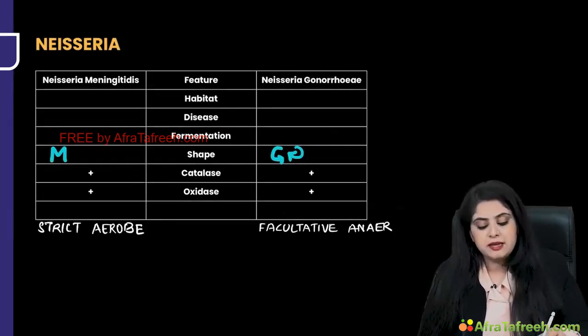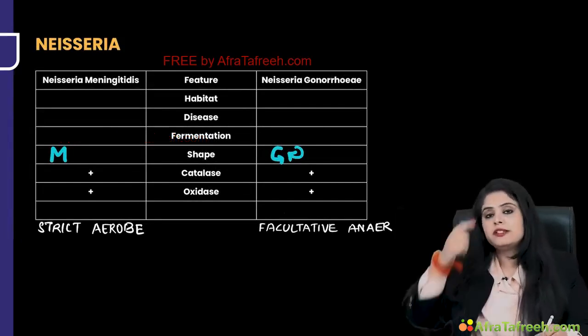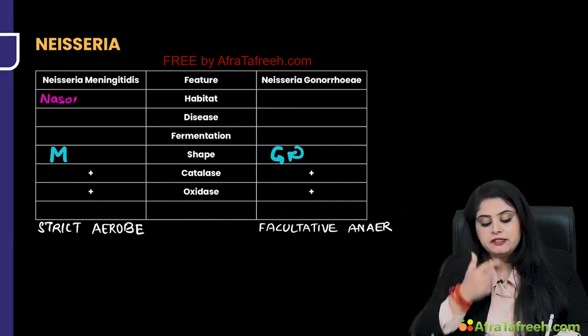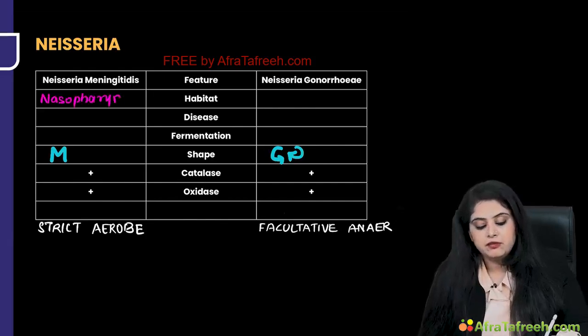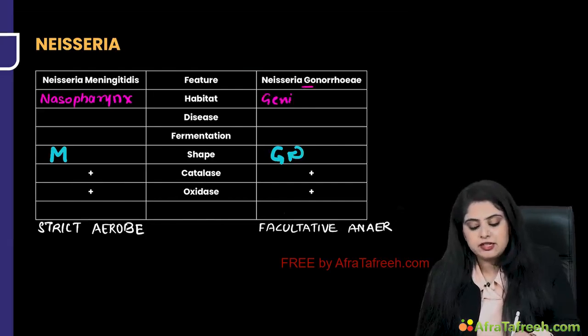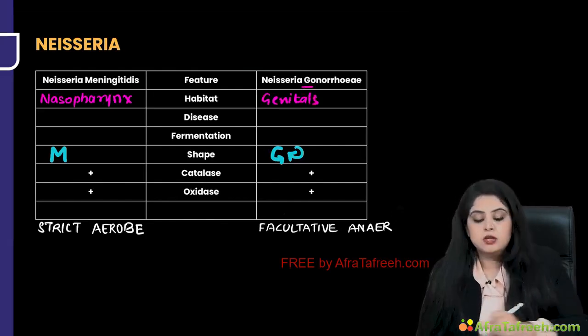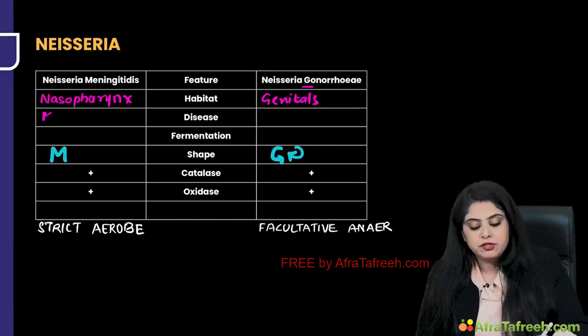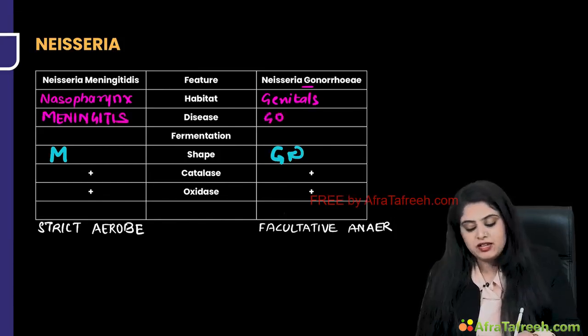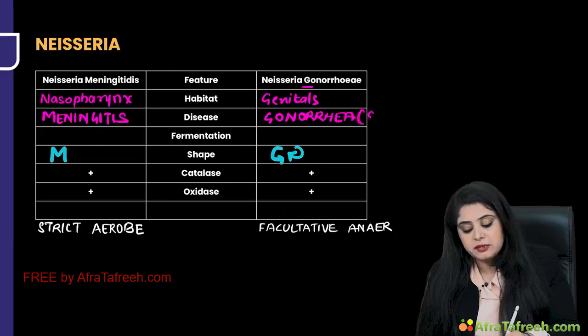Tell me, Neisseria meningitidis, where will it cause meningitis from? Normally it is an inhabitant of the nasopharynx. And Neisseria gonorrhoeae, gonorrhea you know is a genital infection, it's an inhabitant of the genitals. What disease does it cause? If I tell you, you will say ma'am, meningitis will cause meningitis and gonorrhea will cause gonorrhea, which is nothing but a sexually transmitted disease, but that's not it.